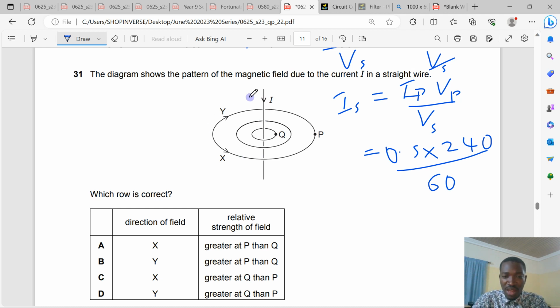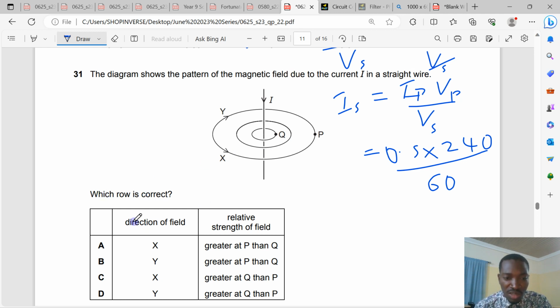That's the direction of Y. That's correct. Then I represents the direction of the current. The direction my thumb is pointing at is downwards. That's the direction of current. My fingers show the direction of Y. So X is the only wrong one there.